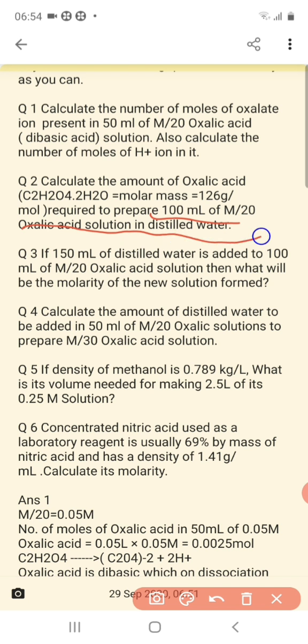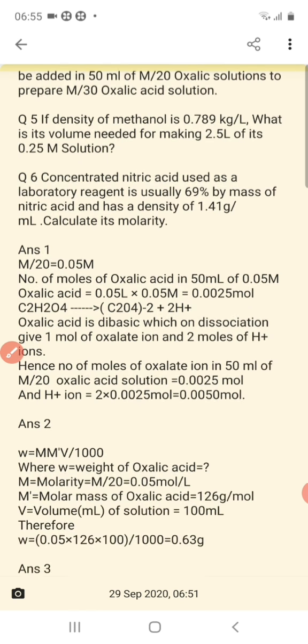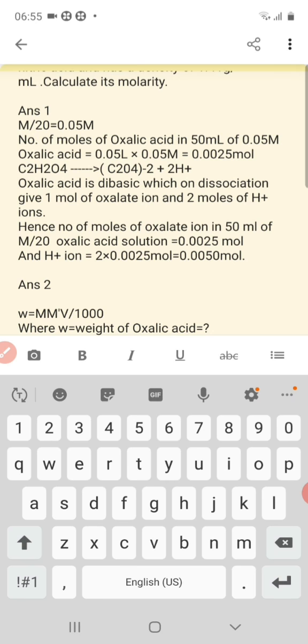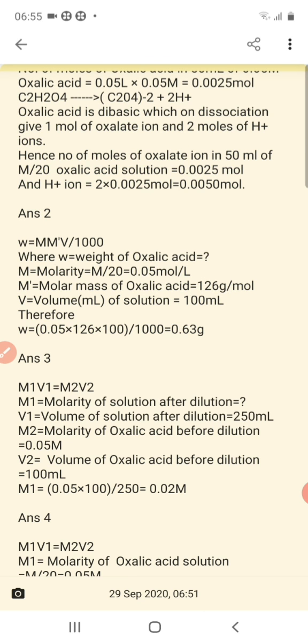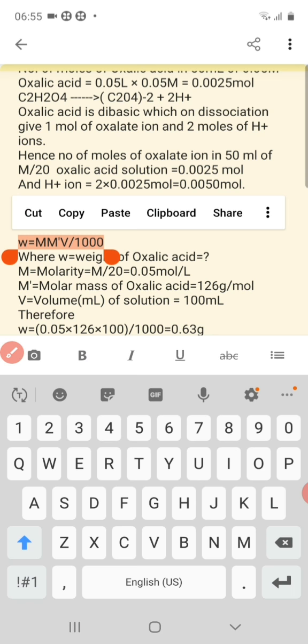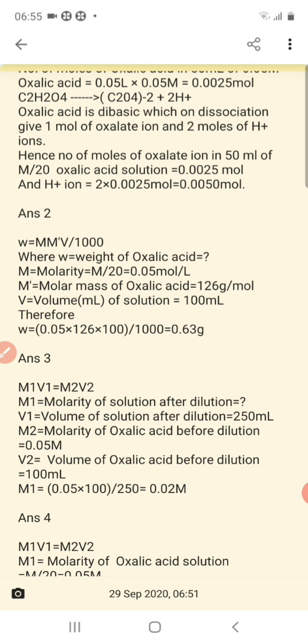You have to prepare this standard solution, and this question is based on preparation of standard solution. Now let us solve the problem. Now the weight required for preparing 100 ml of M/20 oxalic acid solution can be easily calculated as weight is equal to M M' V upon 1000.